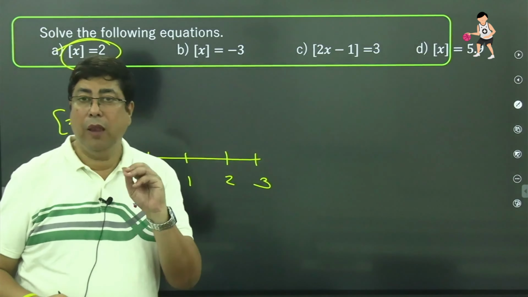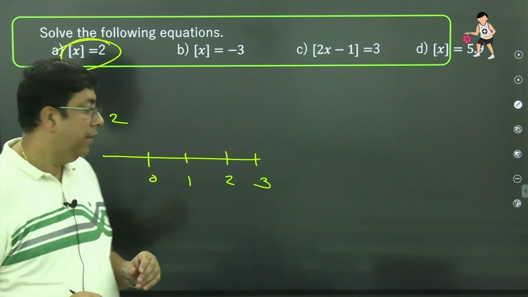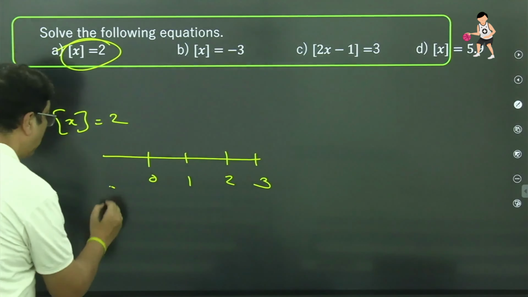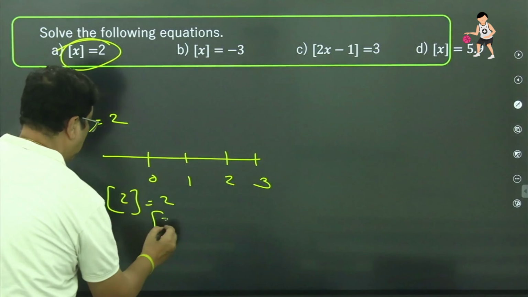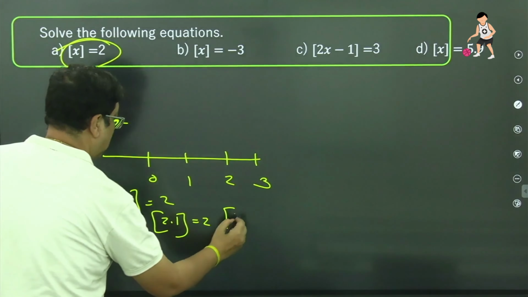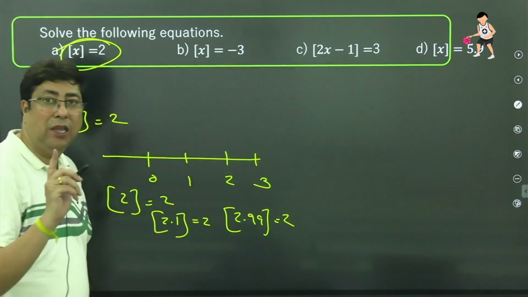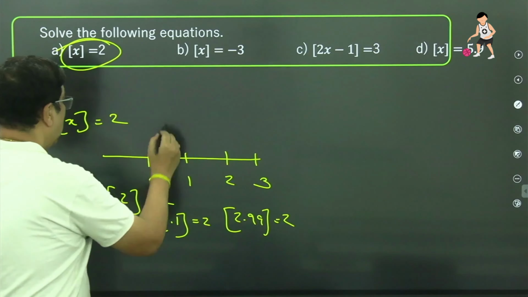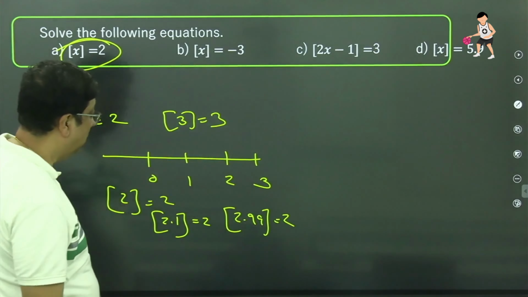you have to write some values around it, right? So if we write box of 2 equal to 2, if we write box of 2.1 equal to 2, if we write box of 2.99, that is coming also 2. You have to practice in your home like this. If we write box of 3, this is coming to 3, not getting satisfied.